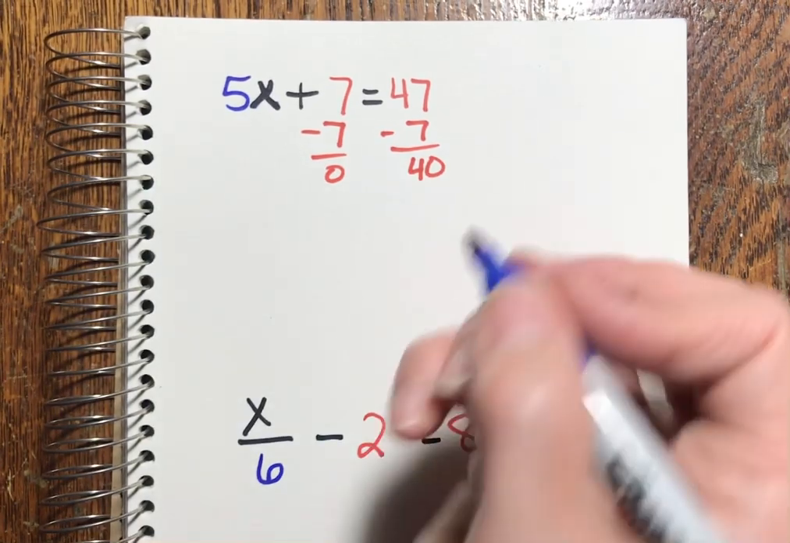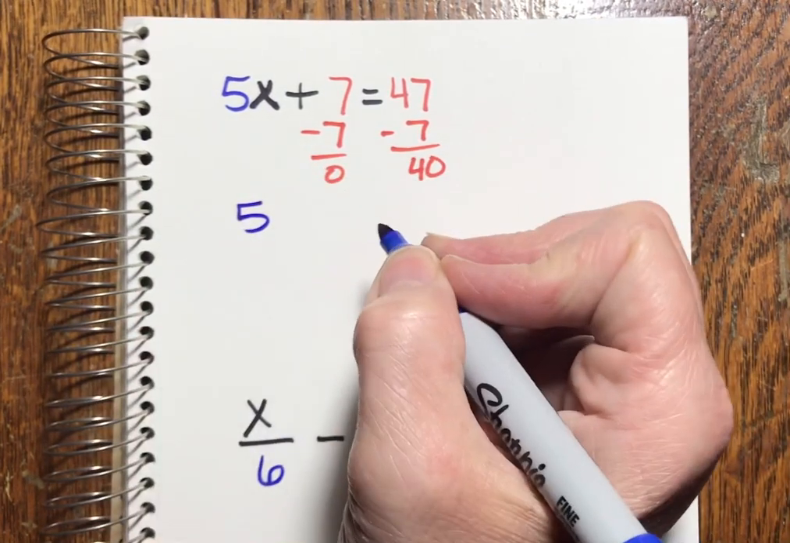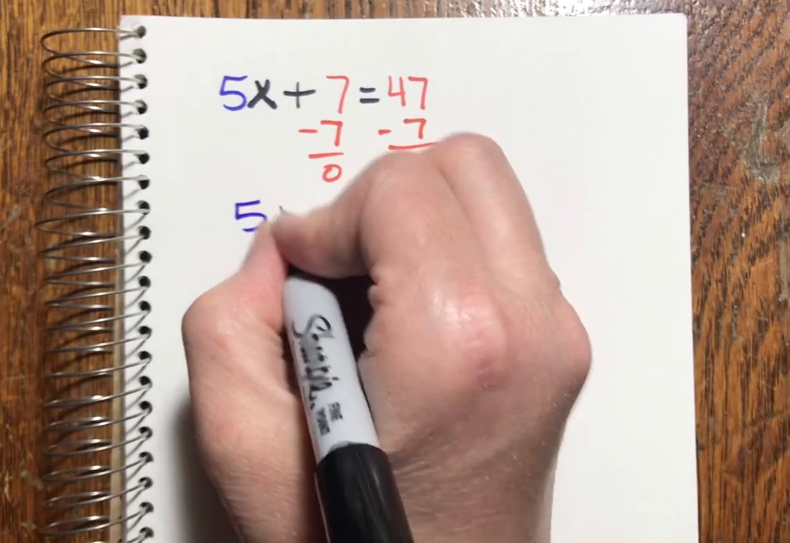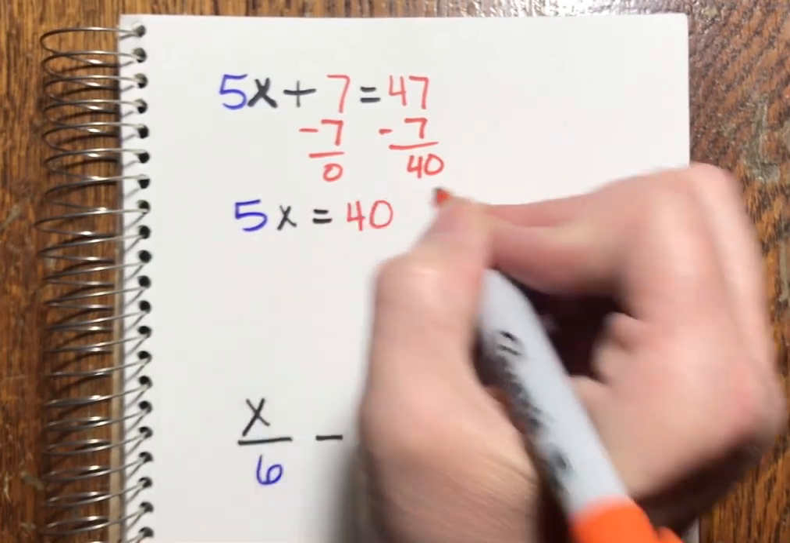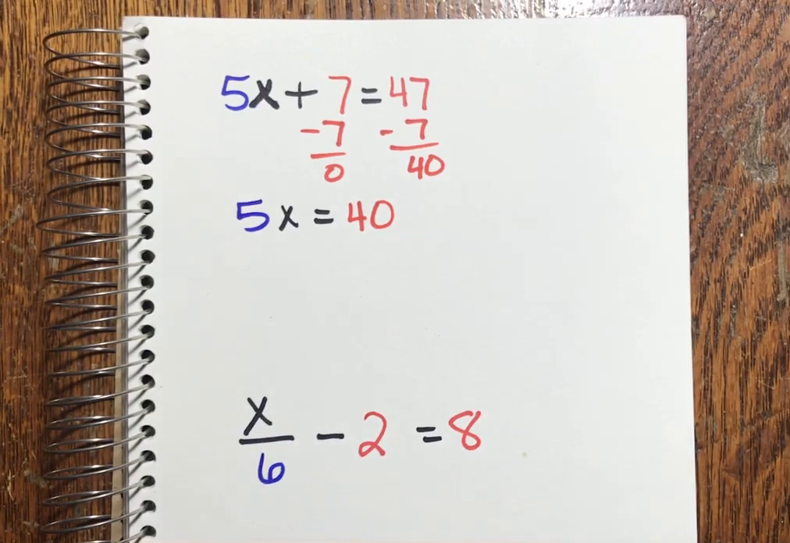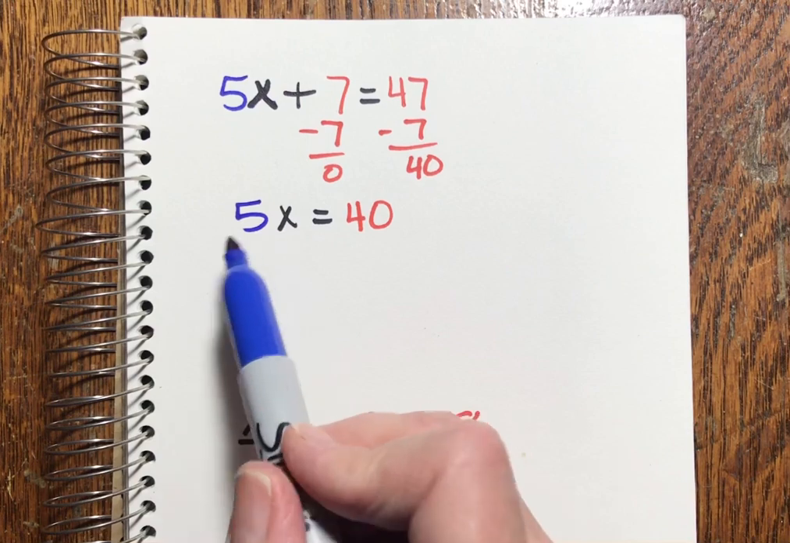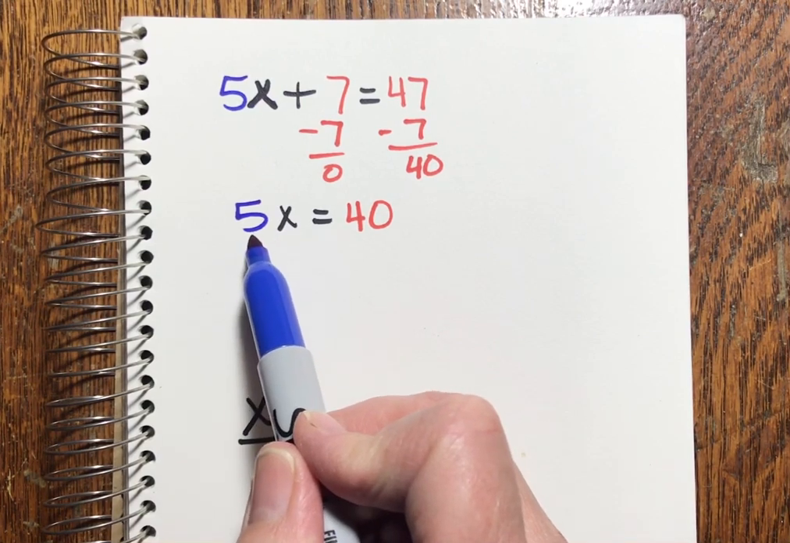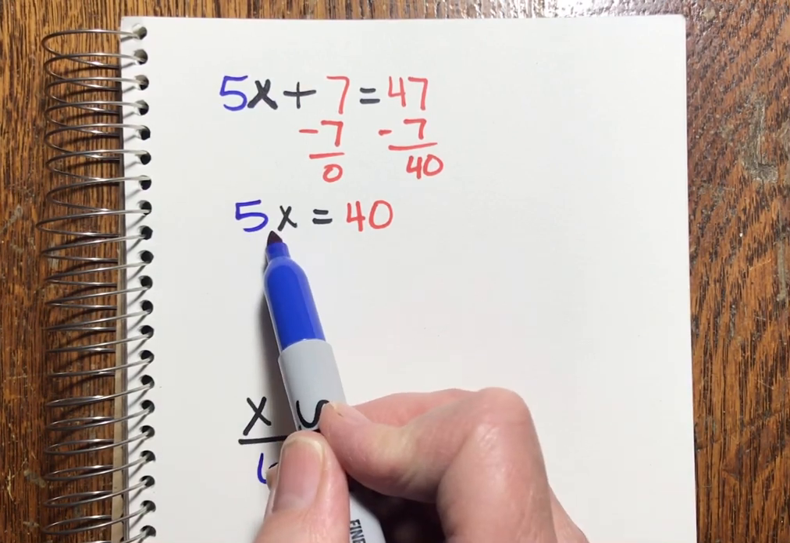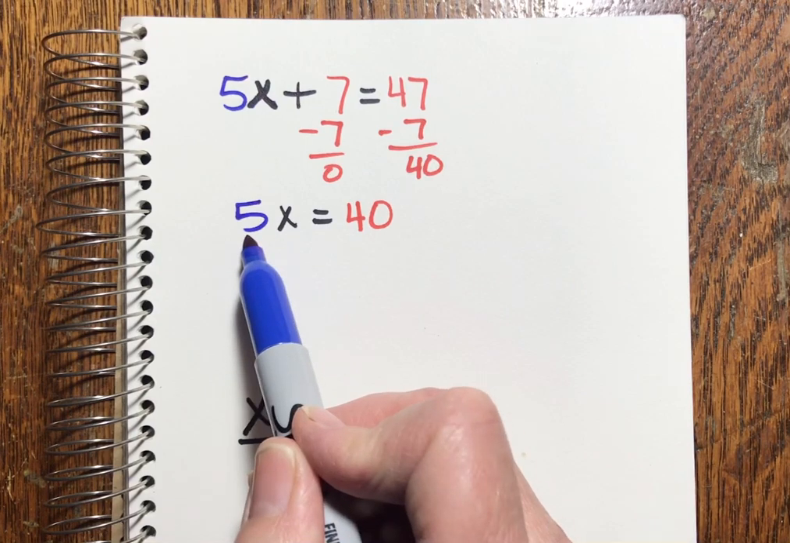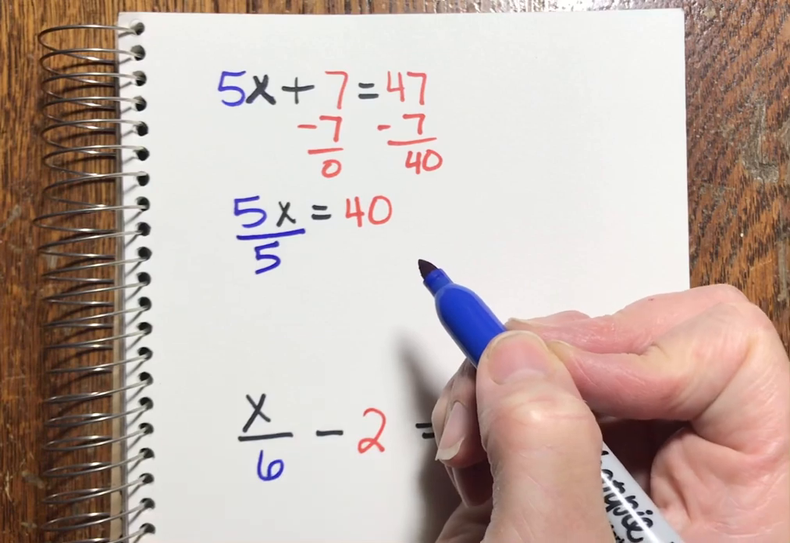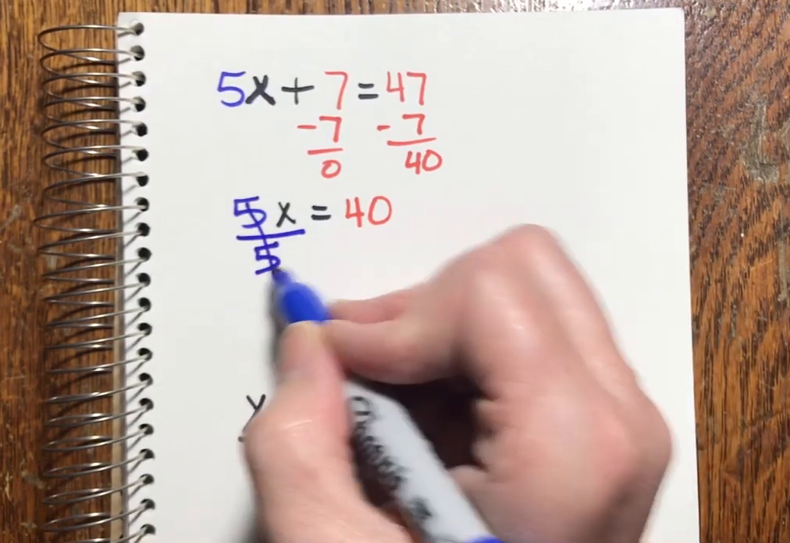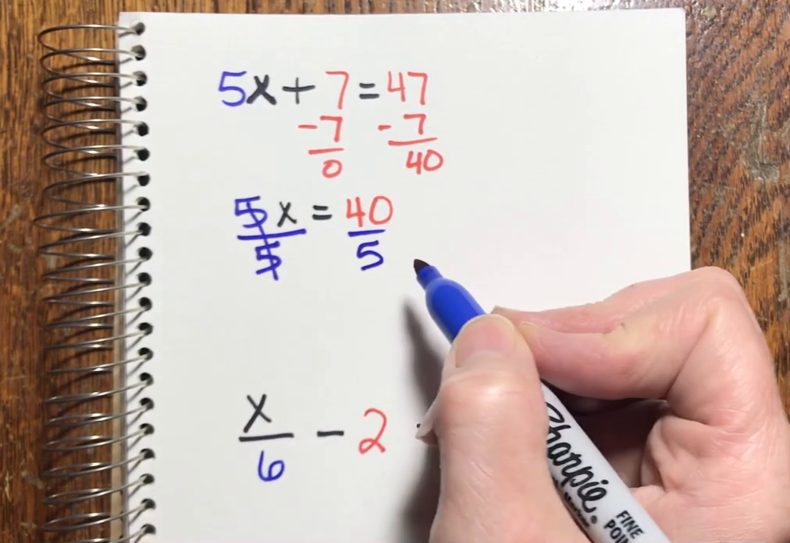Then I'm going to rewrite the next step. So I have 5x equals 40. Now my next step is to get the x by itself by moving the 5. This 5x actually means that the 5 and the x are multiplied together. So in order to move the 5, I have to do the opposite and divide by 5. Again, whatever I do on this side, I have to do on the other side.